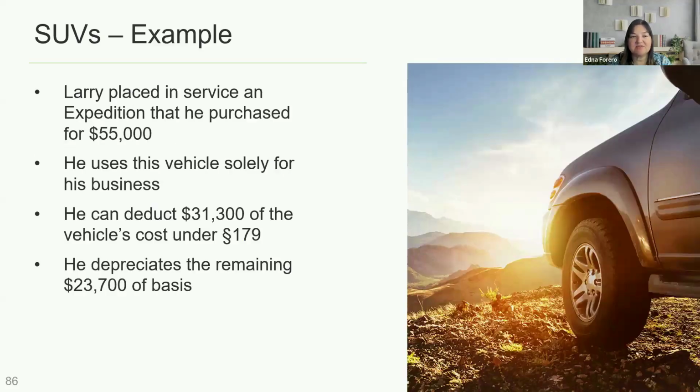All right, and here's an example of that, specifically for SUVs. In this particular case, Larry placed an Expedition into service. He purchased it for $55,000. He used the vehicle solely for his business, so he can deduct $31,300 of the vehicle's cost under Section 179 and then depreciate the remaining amount.